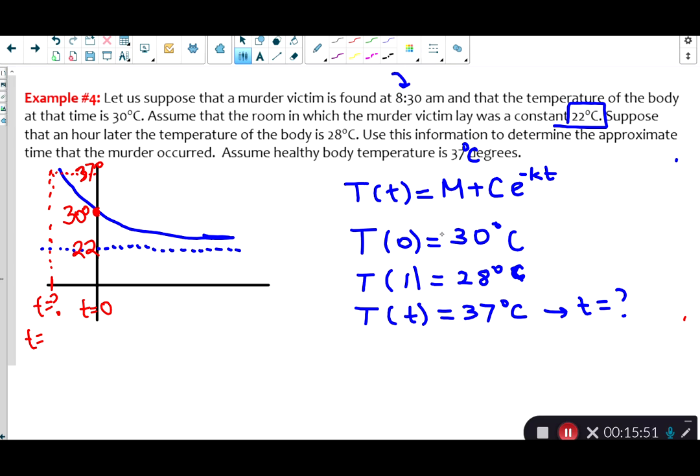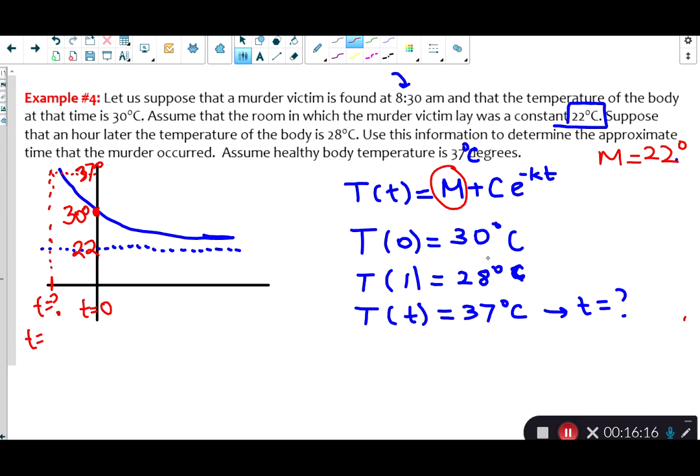So now you have a few things to do, right? Very similar to the previous example. Start with putting M in place. What will you put for M? The temperature of the surrounding medium, and that's the room temperature, right? The room temperature is a constant of 22 degrees.